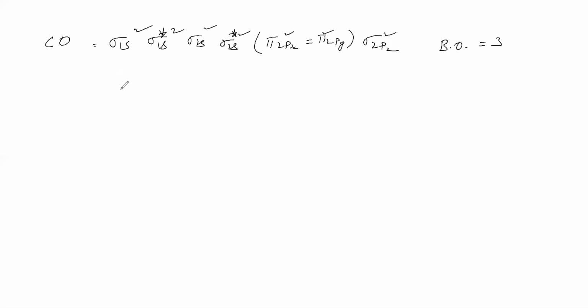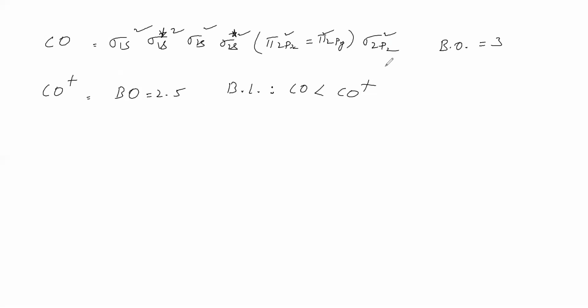Okay, next we will see CO plus. For CO plus, we have to remove one electron from sigma 2pz. Since one electron is going away from a bonding molecular orbital, the bond order decreases by half. Therefore the bond order is 2.5. Now we will see the bond length. The bond length of CO is less than that of CO plus. Why is CO less? Because its bond order is high.